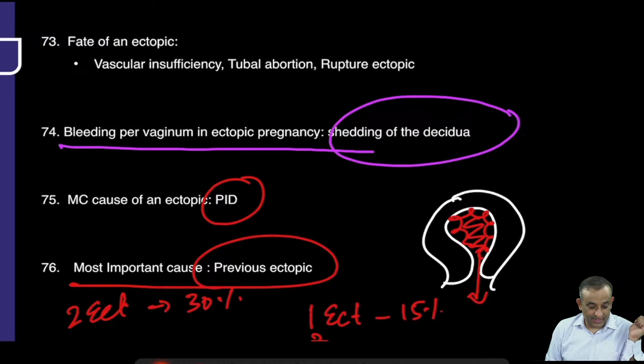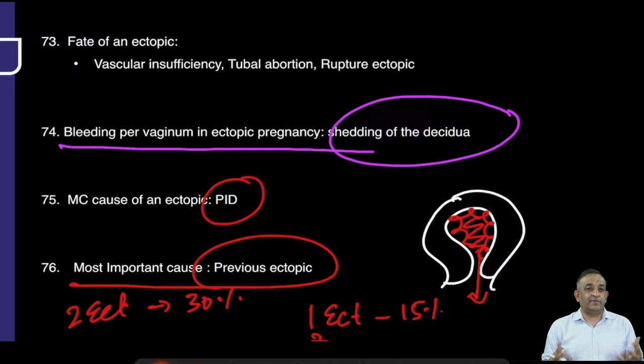Okay, so what are you guys saying? So yes, please clear this one once again. Please remember, if a woman gets pregnant and she has an ectopic, it is because of some problem in the tube, anatomy of the tube, or infections in the tube, or adhesions of the tube. That is the cause of an ectopic.